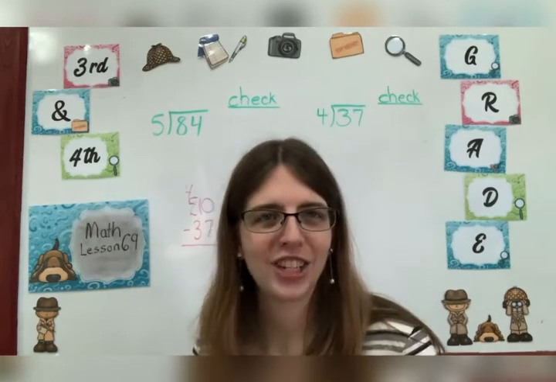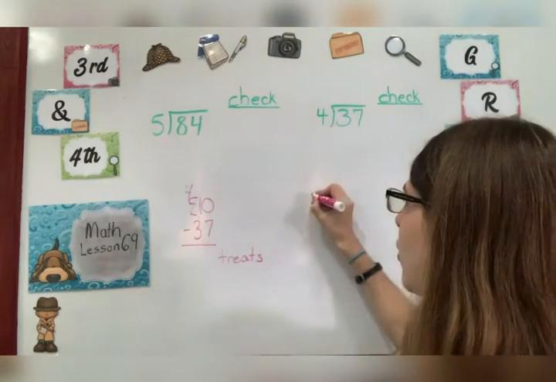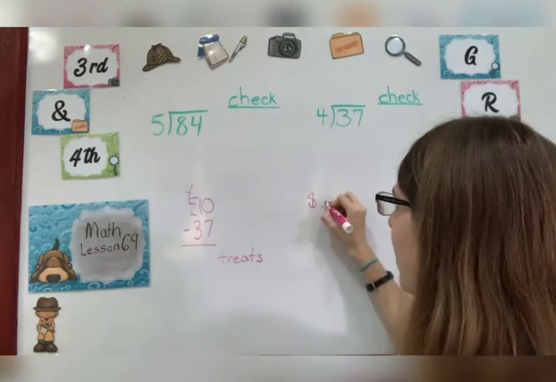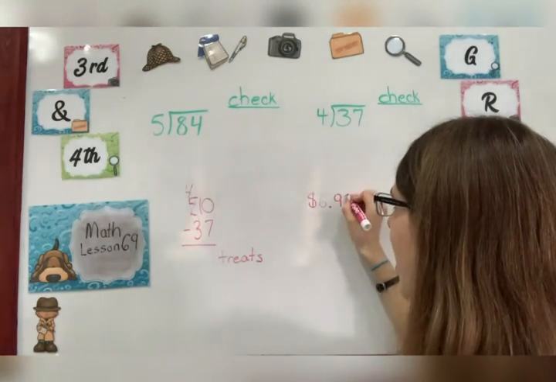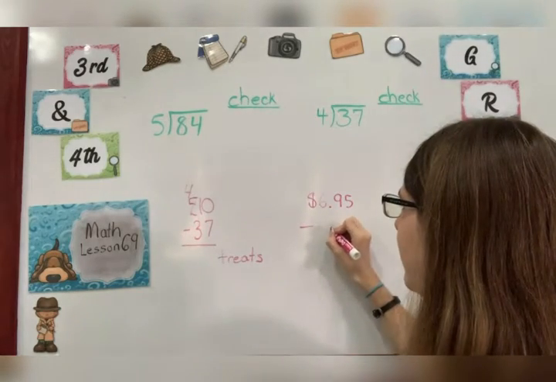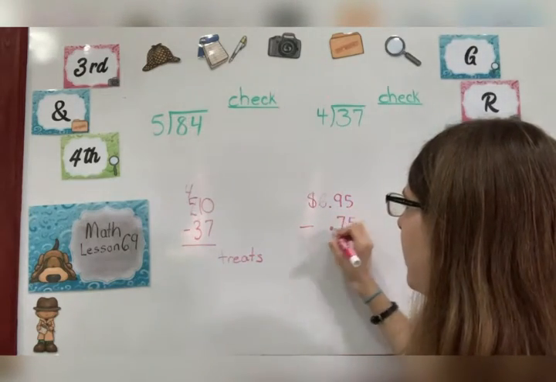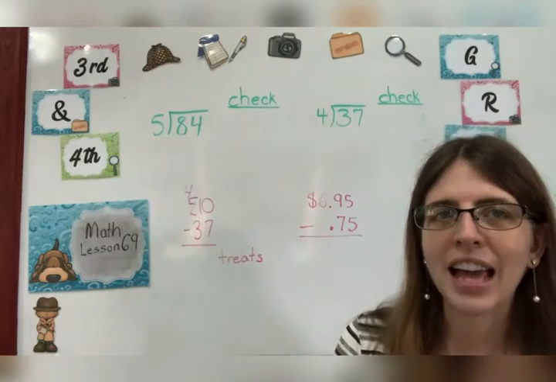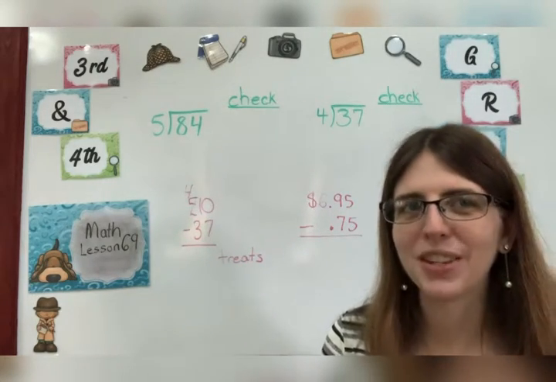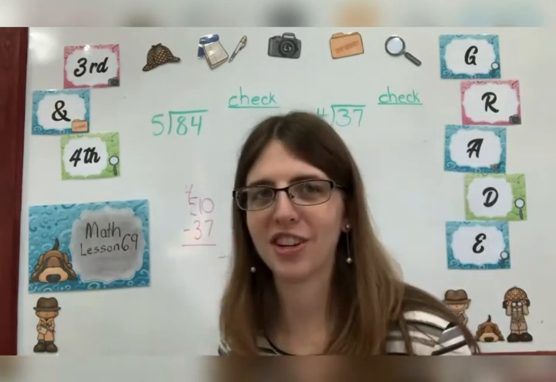That would be subtraction. So in your workspace, you're going to subtract $6.95 minus 75 cents, okay? So write that in your workspace and do your subtraction.